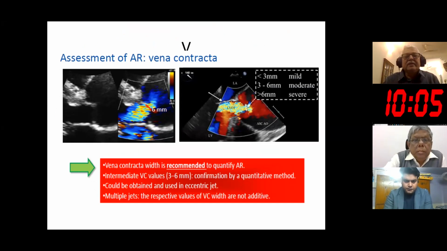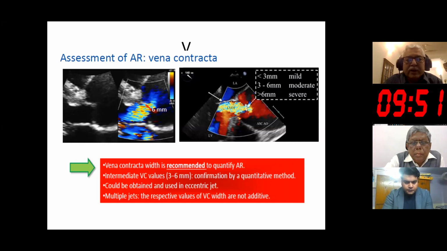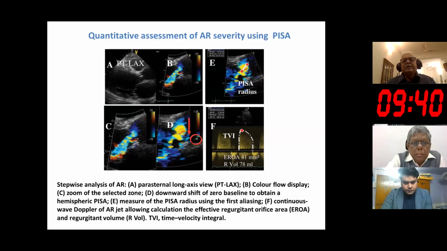However, it's quite an easy thing to perform, and it is one of the recommended methods for quantifying the aortic regurgitation. When you have intermediate values of 3 to 6 millimeters, you need another quantitative method to make sure that you're dealing with severe rather than a moderate aortic regurgitation. In the presence of multiple jets, vena contracta cannot be applied because the respective values of vena contracta width are not additive. The next method is PISA.